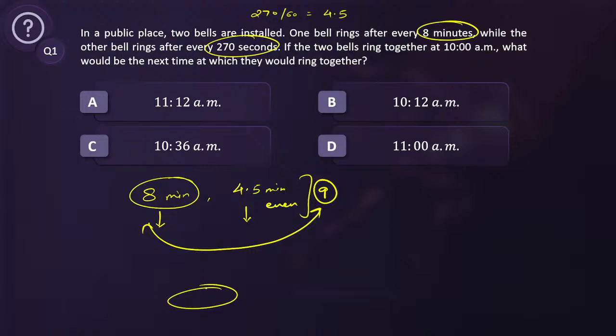What is the common multiple of 8 and 9? All of you can write it in the chat box. So the common multiple of 8 and 9 is 72. So first time after 72 minutes, they will ring together. 72 minutes means 1 hour, 12 minutes. So 1 hour, 12 minutes after 10 o'clock will be your answer. That means at 11:12 a.m. the two bells will ring together for the first time. Okay, right? So this is your answer.